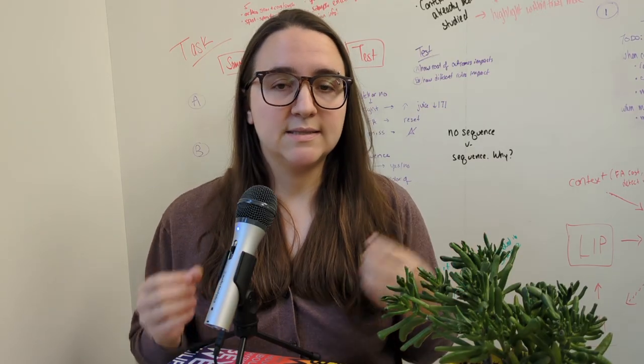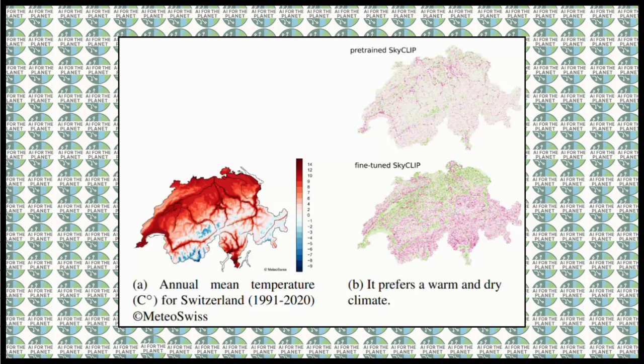The authors also create maps by identifying regions where imagery shows high similarity to certain sentences. For example, when the authors pass the sentence, "It prefers warm and dry climate," into the pre-trained SkyClip model before fine-tuning, it does a poor job of matching actual temperature maps, as can be seen here where green pixels mean high similarity to the sentence. But after fine-tuning with habitat information, that sentence does show high similarity to regions that are warm and dry.